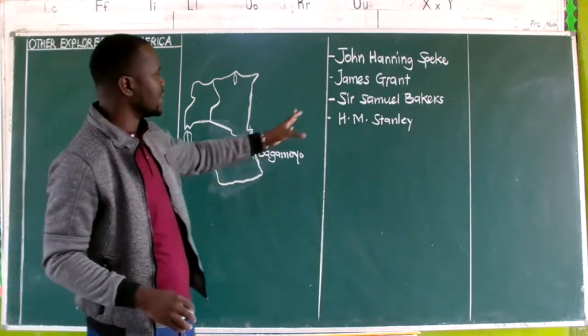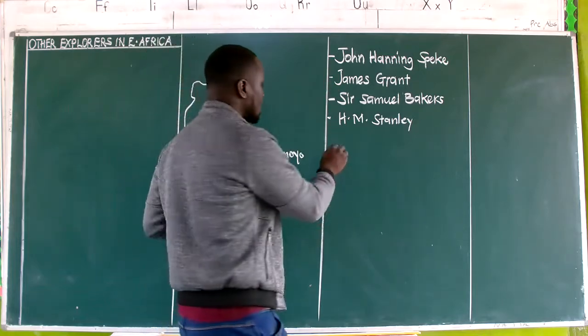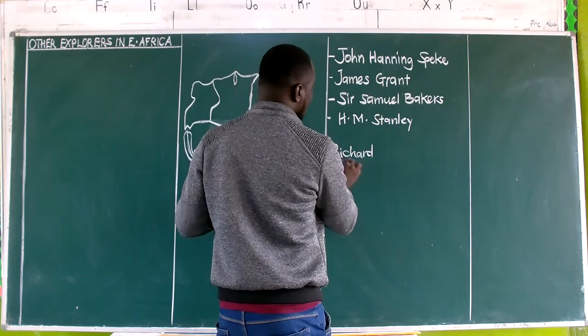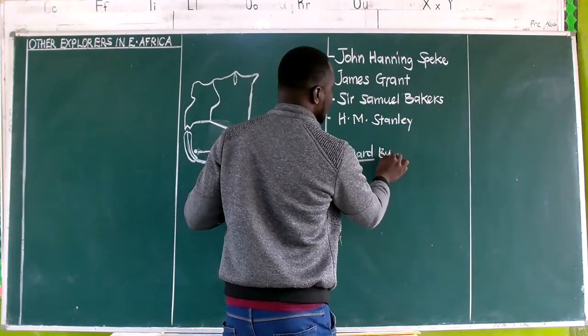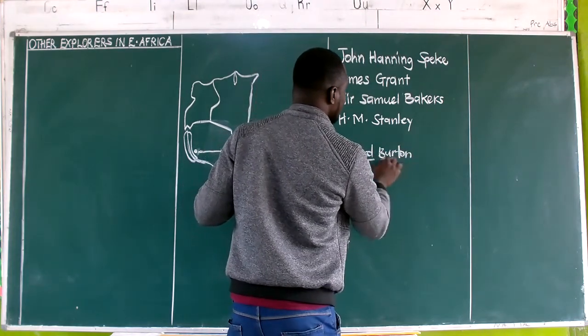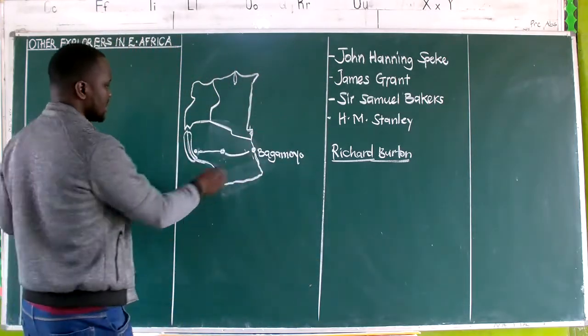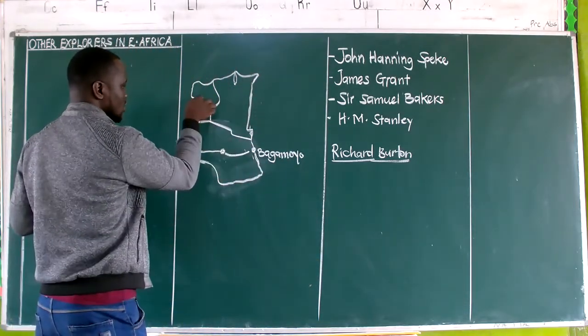That's why in P5 we did not talk about Richard Burton, because in P5 we're looking at the ones that entered Uganda. We just mentioned Burton, but we did not include him in that list. Reason being, he did not enter Uganda.